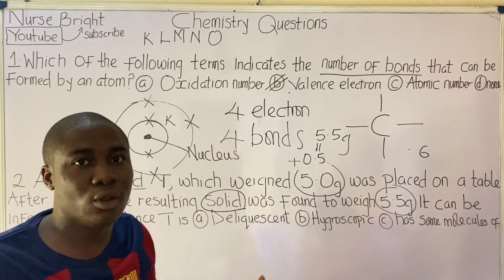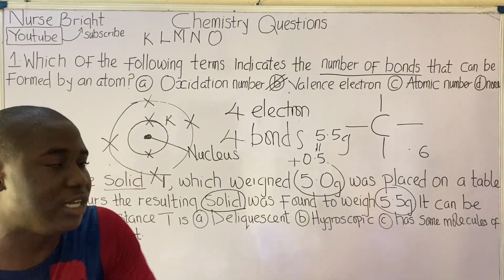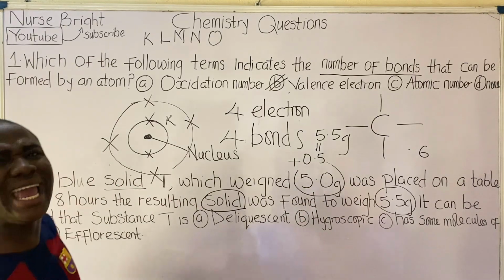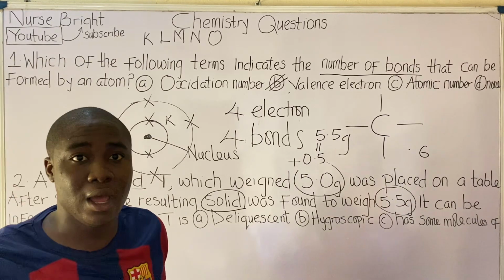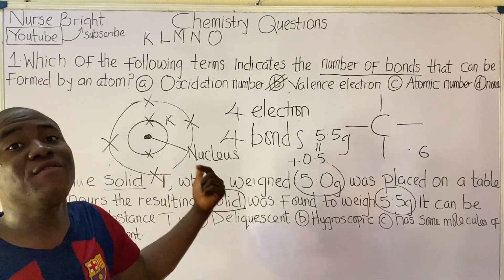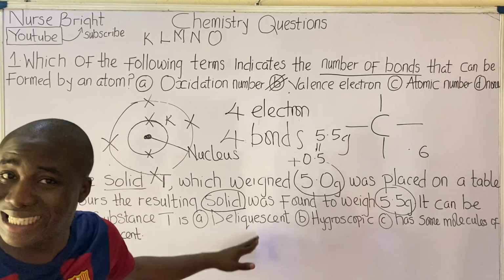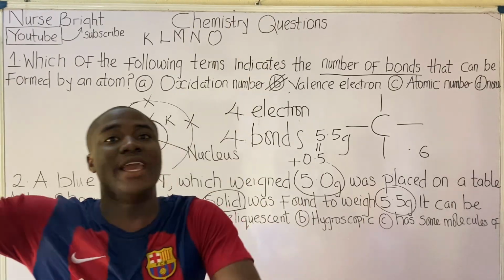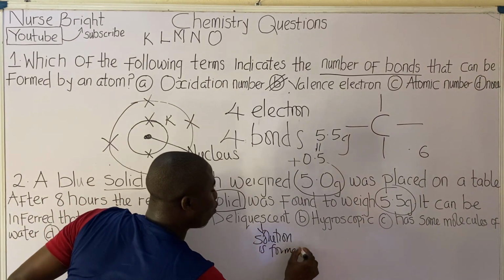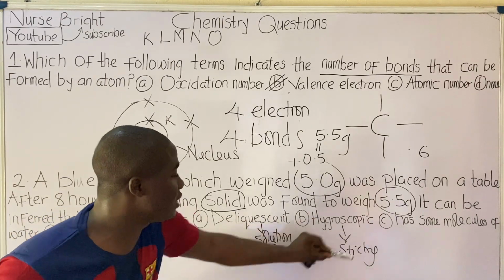Now, how can I know whether this substance is deliquescent, hygroscopic, option C or option D? It's very easy. They told me that the substance was a solid initially, and at the end of absorbing water to reach 5.5 grams, it was still a solid. Do you think it changed to become a solution? In solution, you exist most times in liquid form, so the state of matter is supposed to change. If the state of matter changed, then I would say the substance is deliquescent, because a deliquescent substance absorbs water to form a solution. But for this one, the substance just becomes sticky. Though both absorb water, one becomes sticky, the other forms a solution.